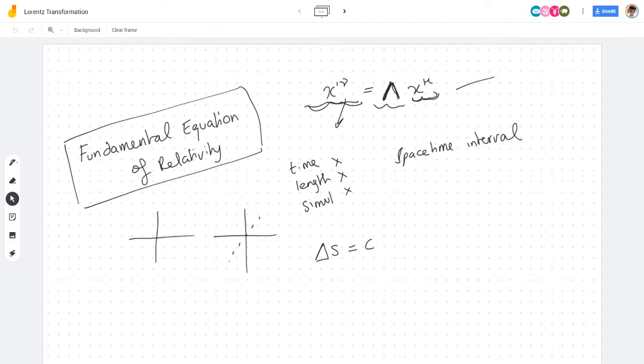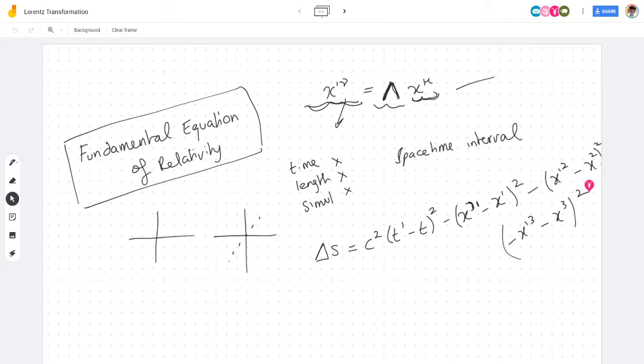is there a c squared? Yeah, there's a c squared. C squared times my t prime minus t, okay, minus x1, there's a prime. Yeah, give it like this. Okay, does anyone see the equation?